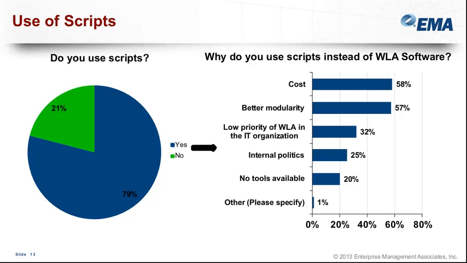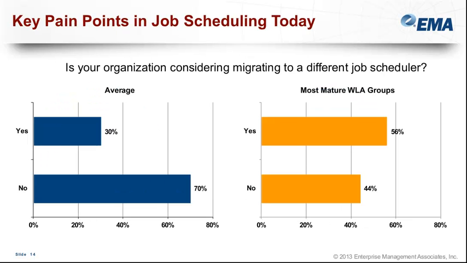So consolidation is one of the big topics. And that also goes in line with the use of scripts. And you can see here that scripts are still pervasive in the organization. 79% are using scripts, and the reason for using scripts is cost and modularity. Modularity simply means that it's quicker and easier to just write a script instead of going and using your workload automation software that you should really be using to get things done.